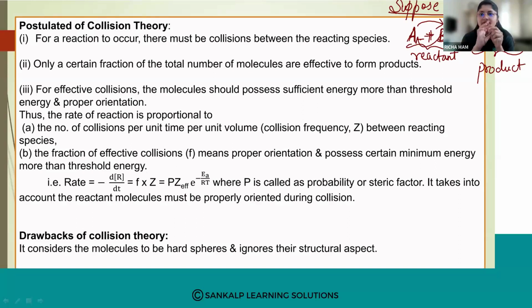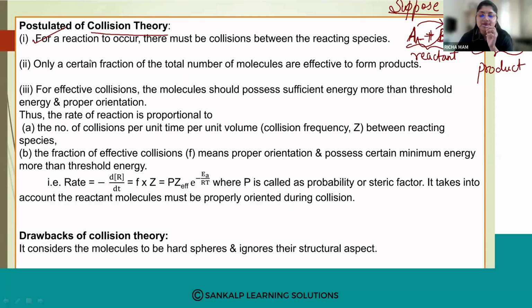In the same way, whenever you are proceeding with any reaction, there should be a collision. The reacting species should react. If they undergo collisions, then only the reaction will proceed. So this was the first postulate of collision theory, which was given by Arrhenius. So it is called the Arrhenius theory or the collision theory. This is the first point according to the postulate.